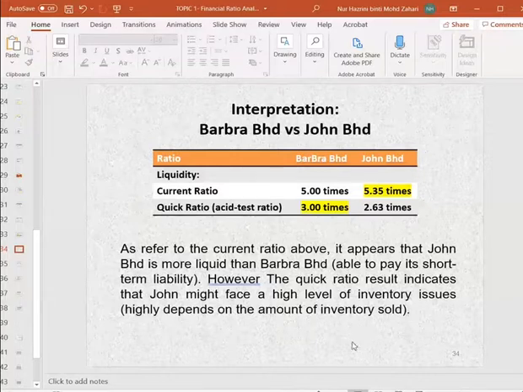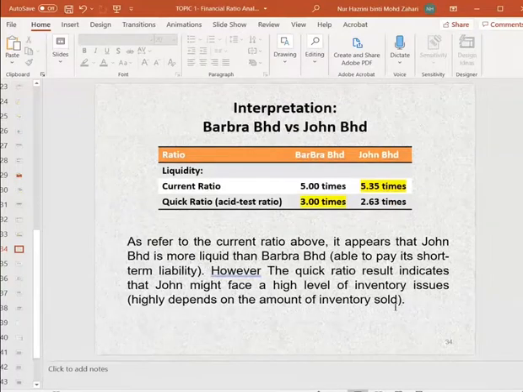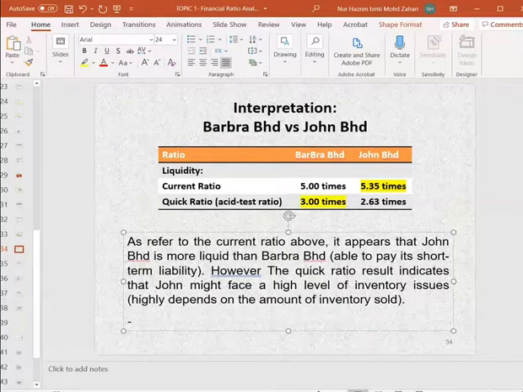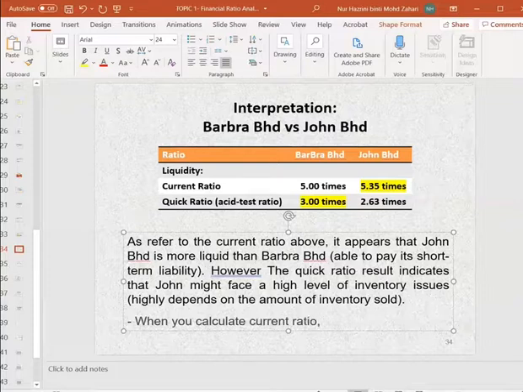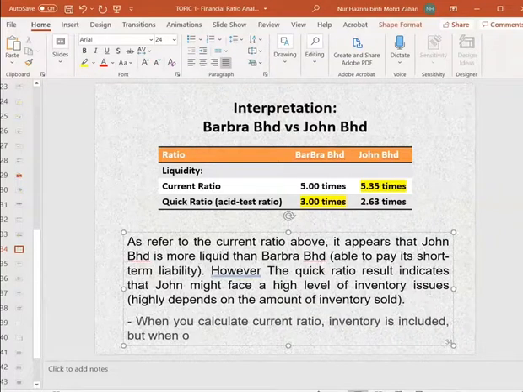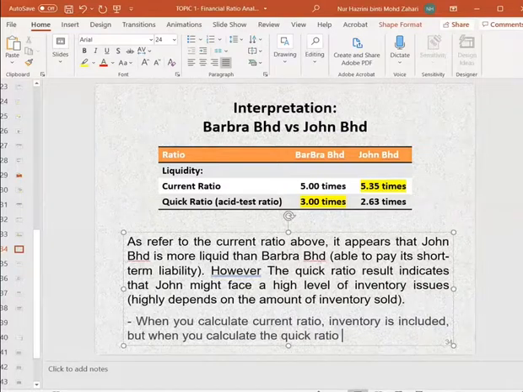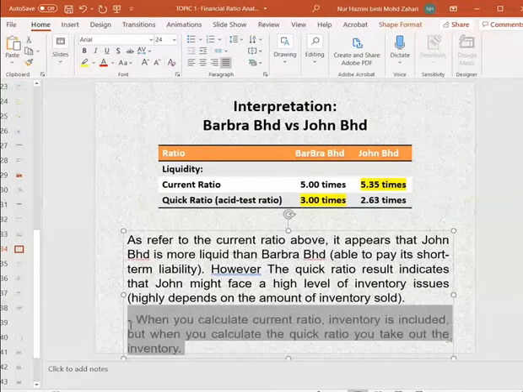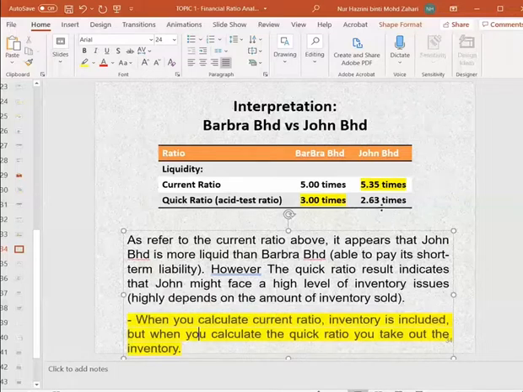Okay, so what can you tell here? In quick ratio, we have inventory, but when we take out the inventory, suddenly it's lower. Okay, so I will put the explanation here. So when you calculate current ratio, inventory is included. But when you calculate the quick ratio, you take out the inventory. Okay. So when you take out the inventory, suddenly John's ratio is lower than Barbara.